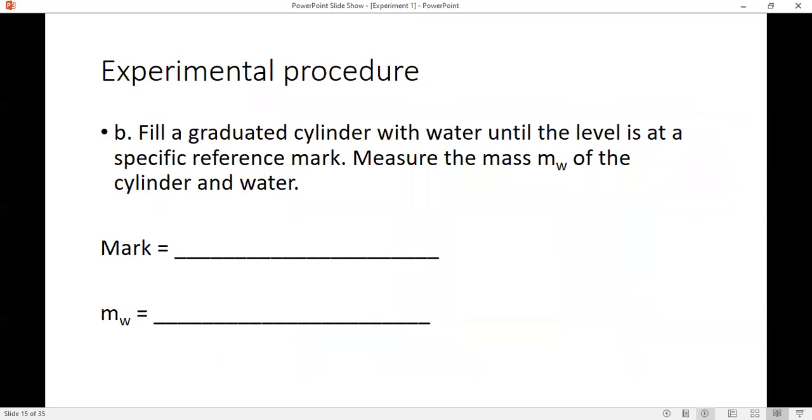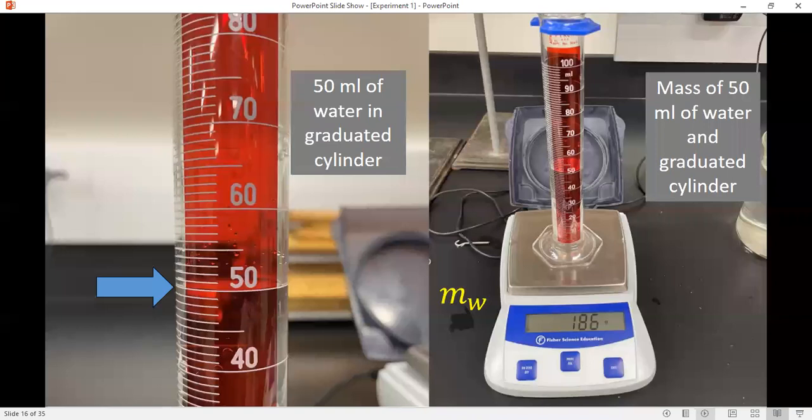Here is our mark. And of course, I said I picked 50 milliliters as a starting point. I measured the mass of the water and the cylinder. I know it says MW, but really this is the graduated cylinder's mass when it's filled to 50 milliliters. And there it is. You can see there's my 50 milliliter mark. Okay. I tried to be as accurate as possible.